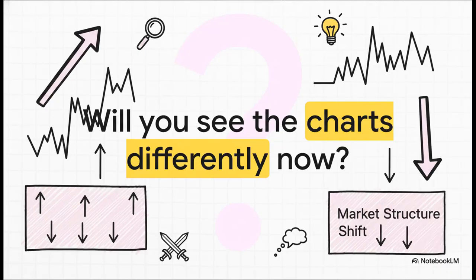So think about it. You're not just staring at a bunch of random lines and wiggles on a screen anymore. Now you're actually equipped to see the story playing out, that incredible shift in power between buyers and sellers, and the exact zones where those huge battles were fought. So the real question to leave you with is, now that you know what to look for, are you ever going to see the charts the same way again?